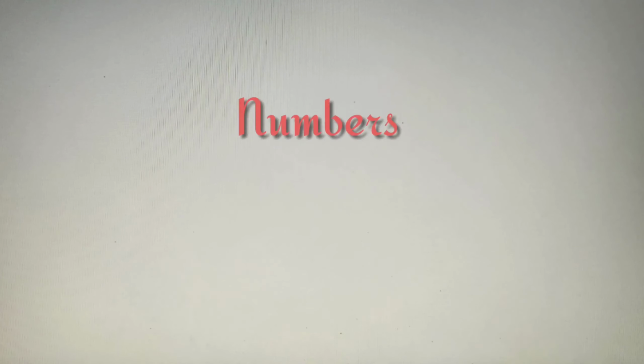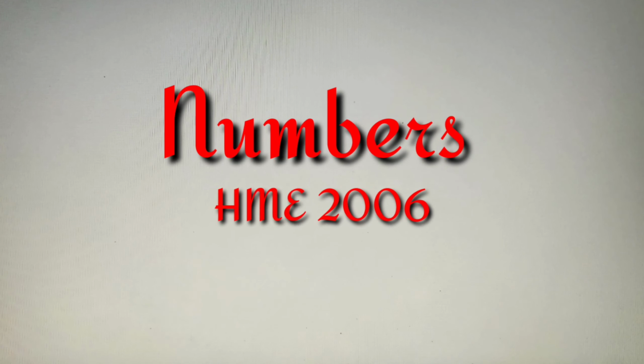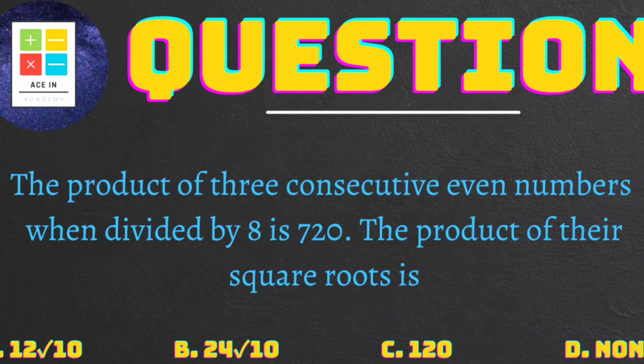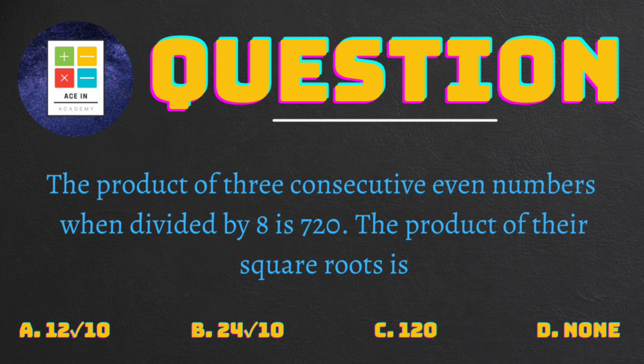So as you can see from the title of this video, in this video we'll solve a question that has been taken from the topic of numbers, and this question has appeared in the Hotel Management Entrance Exam 2006. Now the question is as follows. The product of three consecutive even numbers when divided by 8 is 720. The product of the square roots is.